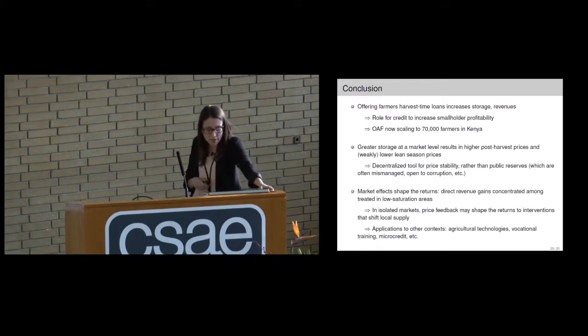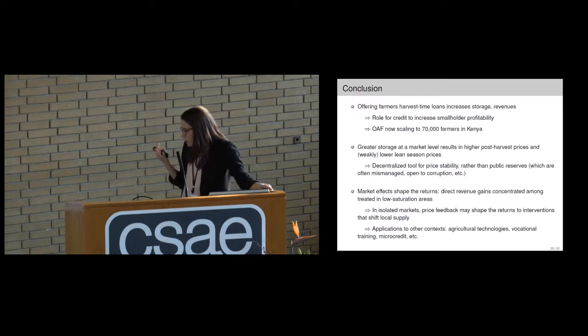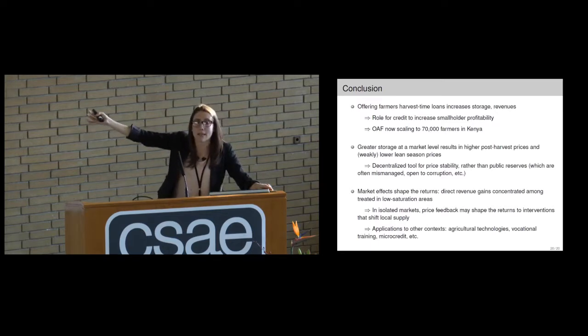And then finally, we find that the market level effects are shaping the returns to the loan. Specifically, the direct revenue gains are concentrated among the treated in low saturation areas. And the general takeaway here is when you're implementing an intervention that's going to shift local supply in an isolated market like the rural markets we're working in, you want to really think about the price feedback and how that might shape those returns.